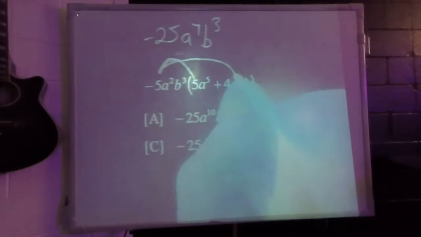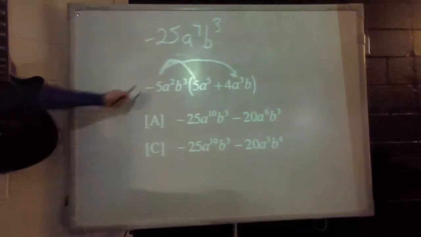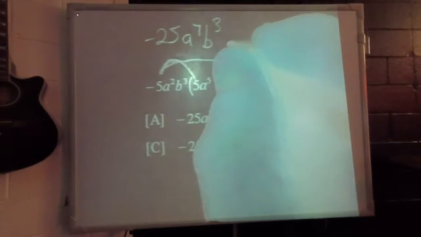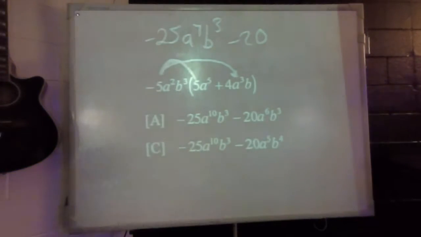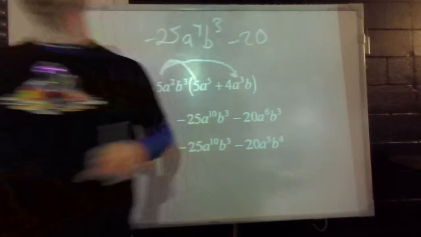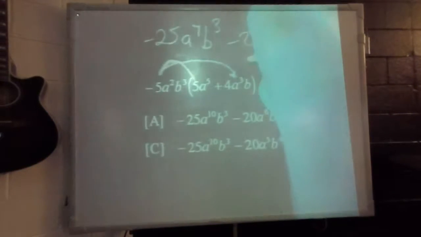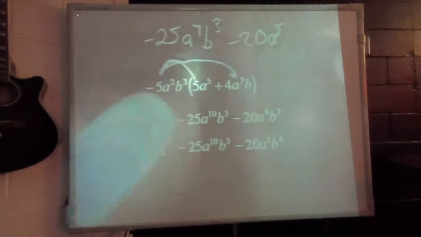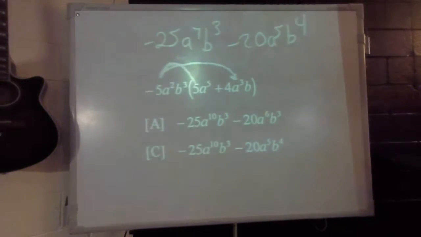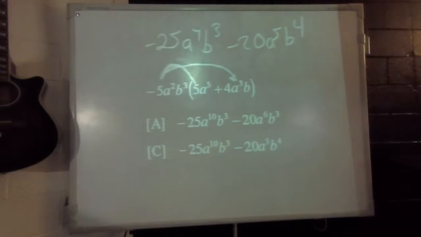Then the other arc, multiply the big numbers, negative 5 and positive 4. -20. So you have negative 20. Your A's, A2 and A3 make A5. And then B3 and B make B4. All right, so you got negative 25, A7, B3, negative 20, A5, B4. What answer is that? D. See it over there? And it is D.